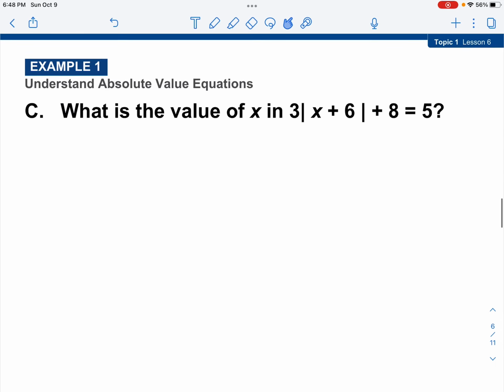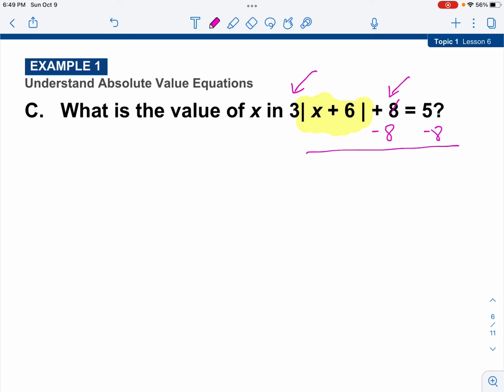Go ahead and pause the video and see if you can do this one on your own, and then unpause to check your solution. All right, so we need to get this absolute value isolated. What is preventing the absolute value from being isolated? Well, there's a 3 that's being multiplied and there's an 8 that's being added. So the first thing I'm going to do is get rid of the 8 that's being added, because we undo our addition or subtraction first.